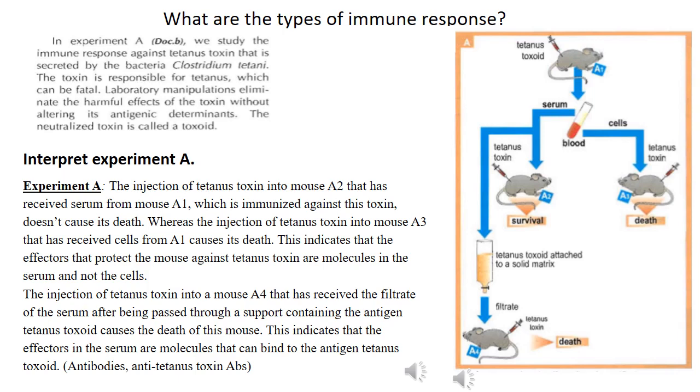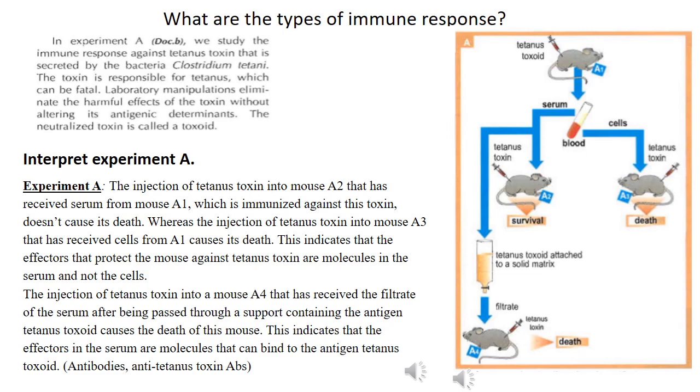We study here the immune response against tetanus toxin, a toxin secreted by the bacteria Clostridium tetani. The toxin is responsible for a disease called tetanus, which can be fatal. Laboratory manipulations eliminate the harmful effects of the toxin without altering the antigenic determinants of the bacteria, and the resulting neutralized toxin is called a toxoid.